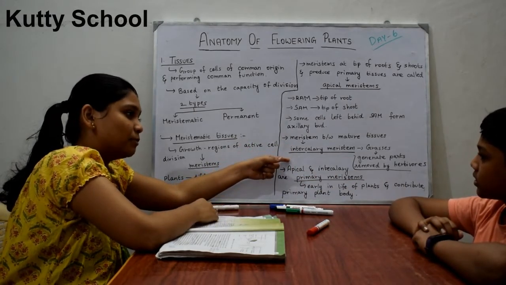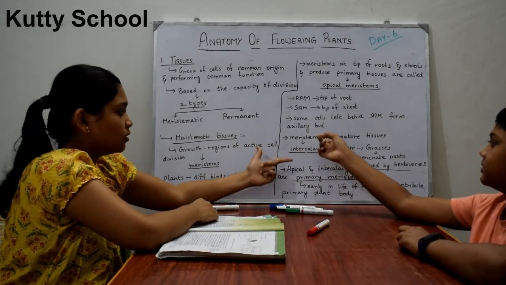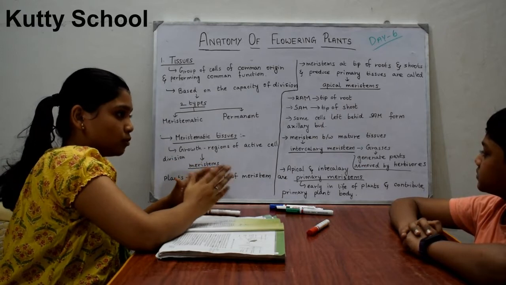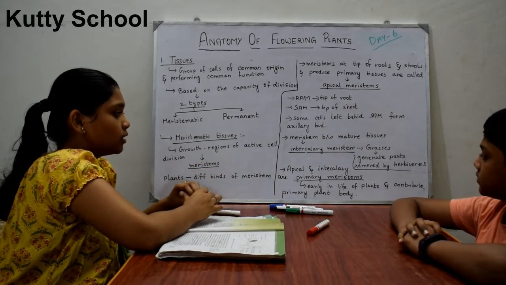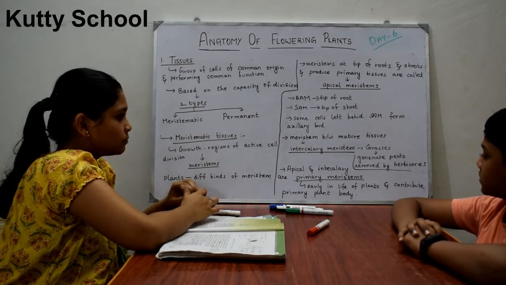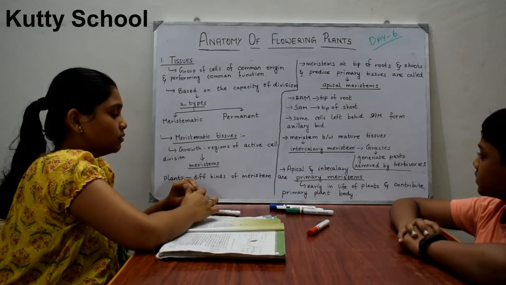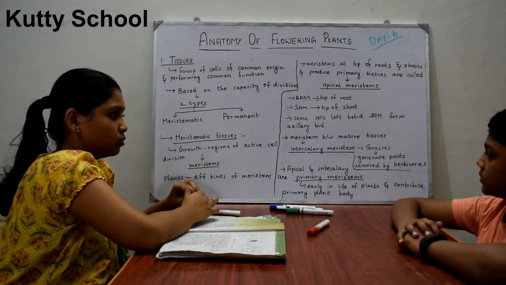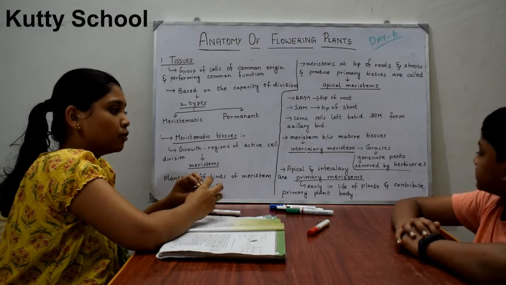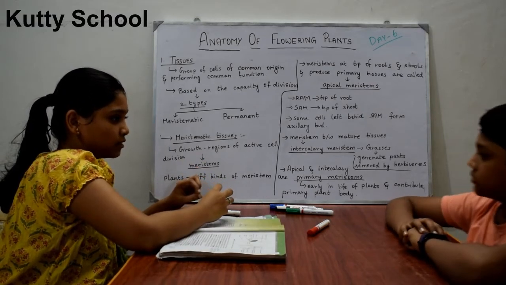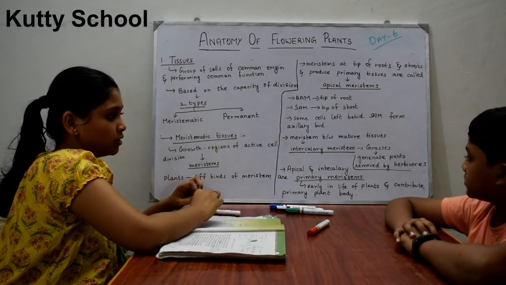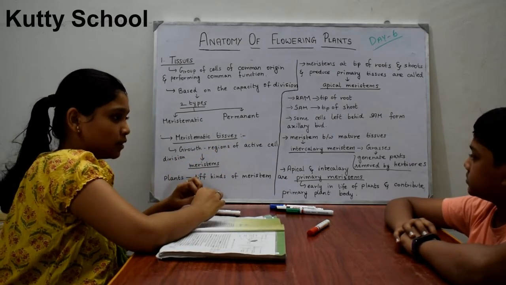Why did this intercalary meristem come here? The meaning of that word is that it is between two mature tissues. It is generally present in green plants, for example grasses. The function of this meristem is to regenerate the parts which grazing animals like herbivores eat from grasses. So this meristem will regenerate the parts eaten by those organisms. So the intercalary meristem does that function.